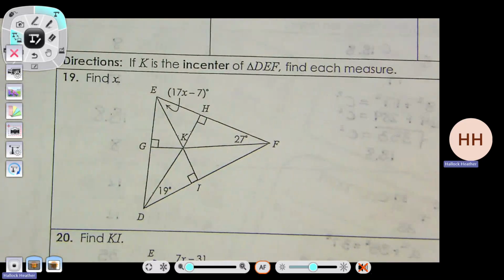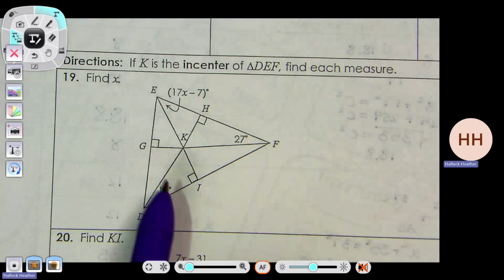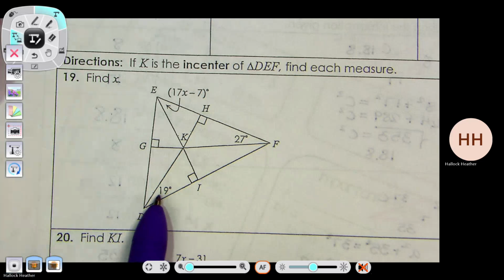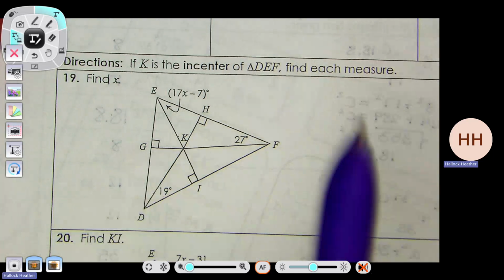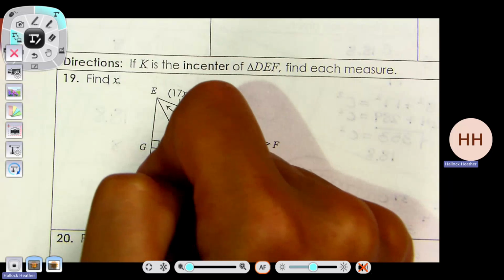Let's set up 19. 19 says find X. So the good thing is we just have to find X. We don't have to plug it in. Let's start moving around things. 19 has the bubble, so it's a degree. It's an angle. So 19 is not on the outside, it's on the inside. So where else can it go? On the other side, because it's an angle. It goes on the inside.